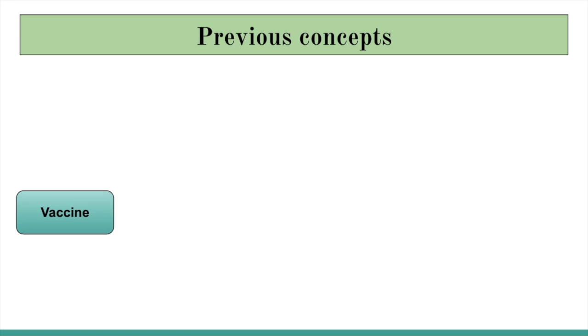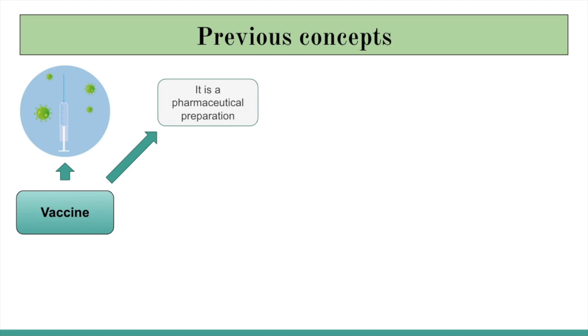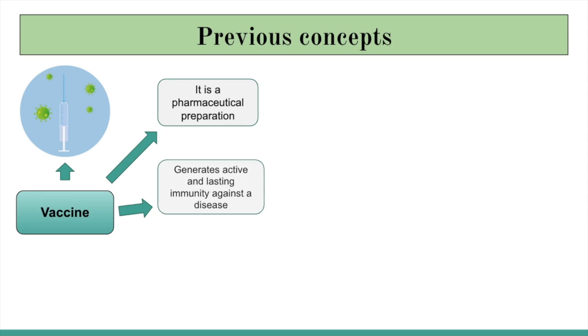First, what is a vaccine? This is the first concept and in fact the most important to understand this topic. A vaccine is a preparation that is administered to generate active and lasting immunity against a disease by stimulating the production of defense, that is antibodies. Antibodies are proteins generated by our body to induce a defense response when it detects harmful substances called antigens.